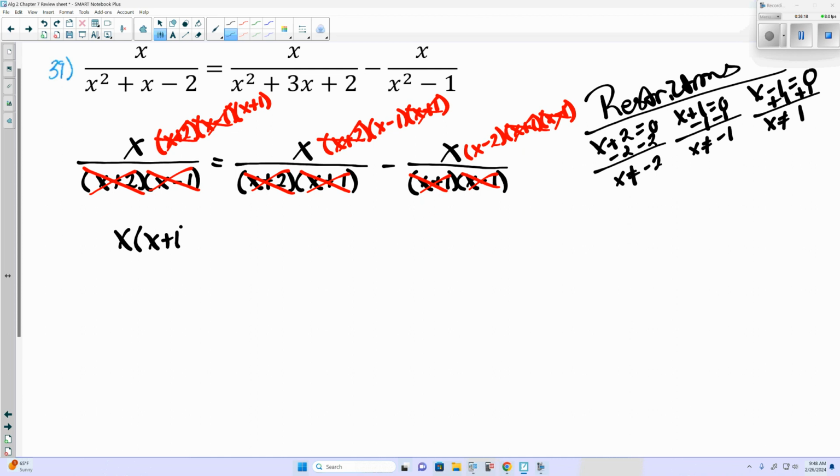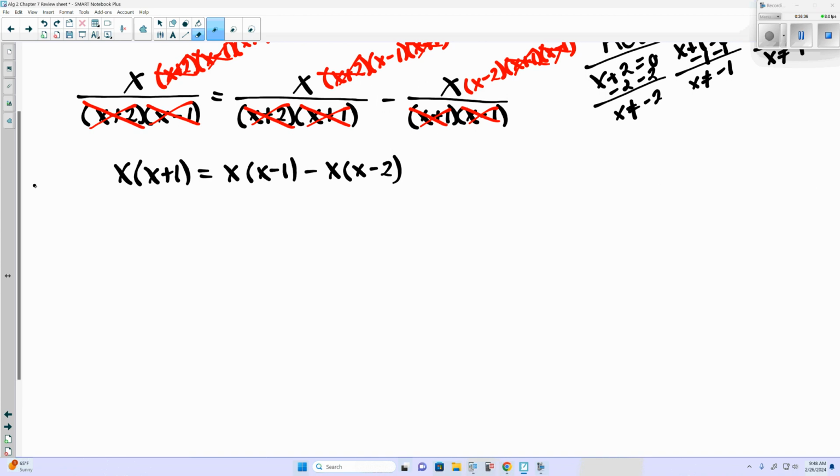x times x plus 1 is equal to x times x minus 1 minus x times x minus 2. So even though we had so many sets of parentheses that we had to multiply through, this is all we're left with. Distribute.